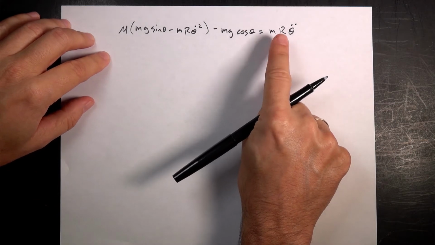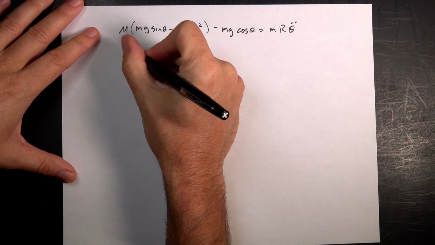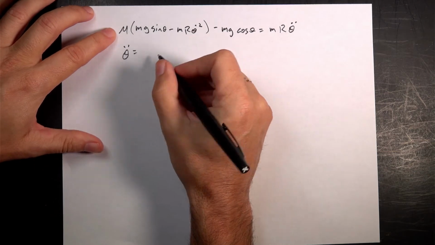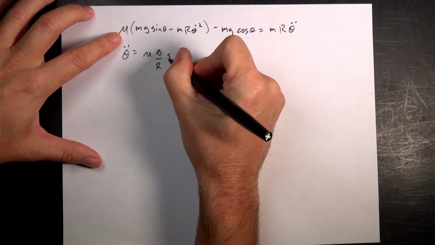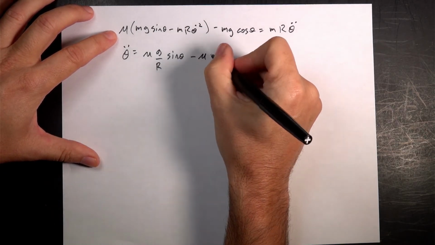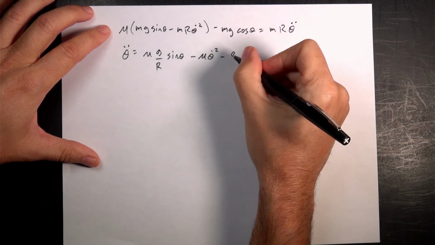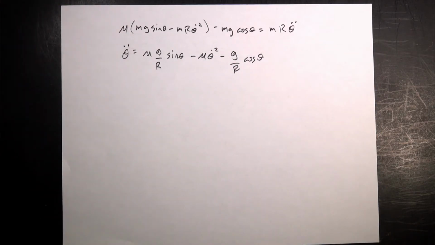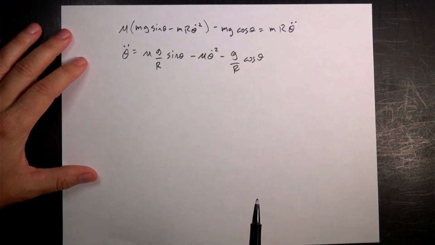So let's go ahead. I want to solve for theta double dot. So I just divide both sides by mr. I'm going to put this as separate terms. Mu g over r, the mass canceled, sine theta. And then I have minus mu theta dot squared, because the mr canceled. And then I have minus g over r, the mass canceled, cosine theta. That's theta double dot. And now I have a differential equation, and that is the differential equation that I want to use.